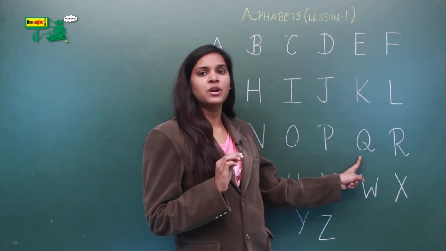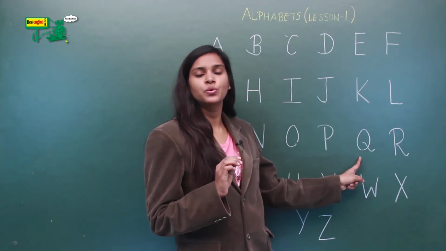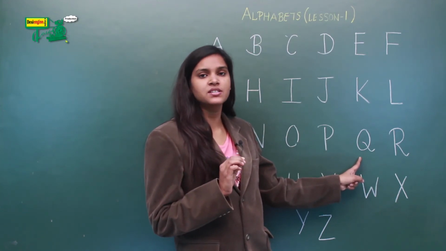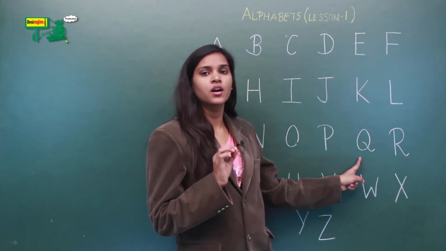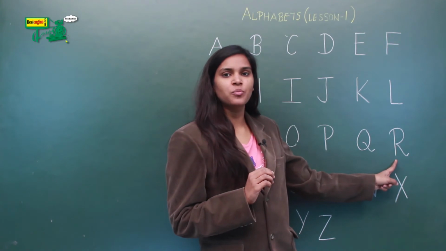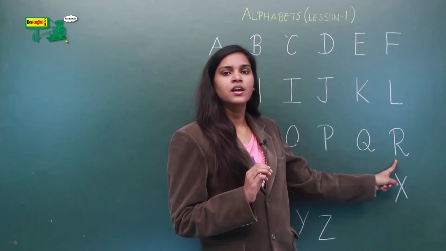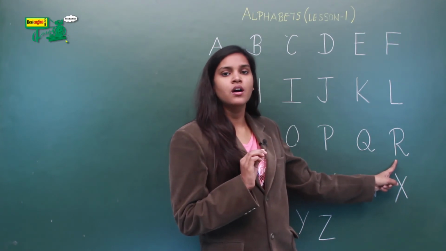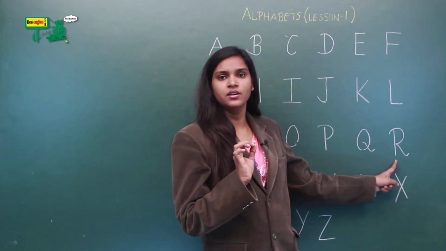The next alphabet is Q and the sound that it makes is Q. The next alphabet is R and the sound that it makes is R.